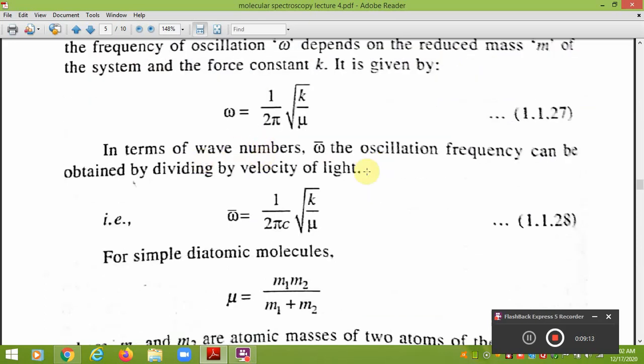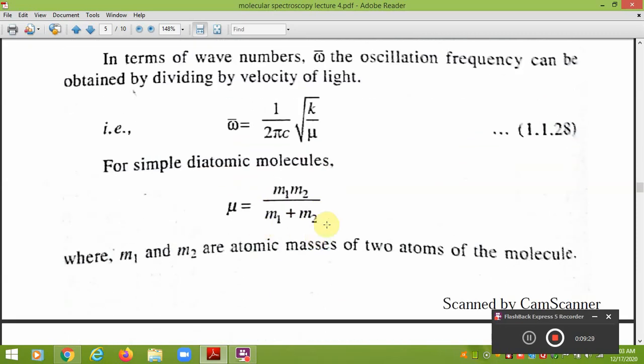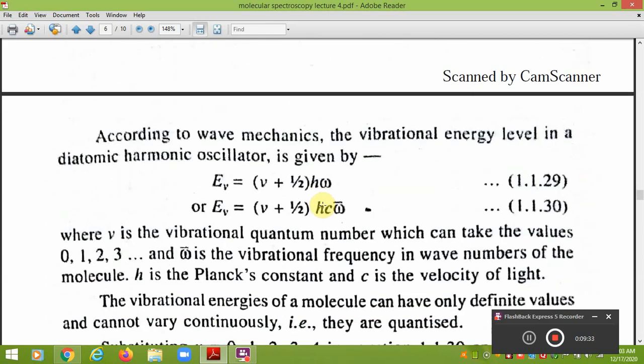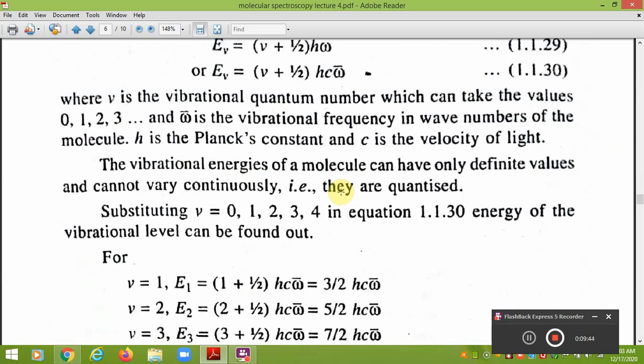and this frequency of oscillation can be converted into oscillation frequency in terms of wave number by dividing this equation by c. So we will get the oscillation frequency in terms of wave number as 1 upon 2 pi c into the square root of k upon mu, and this mu is the reduced mass, that is m1 m2 divided by m1 plus m2. So according to wave mechanics, the vibrational energy level of a diatomic harmonic oscillator is given by (v plus 1 by 2) h omega.